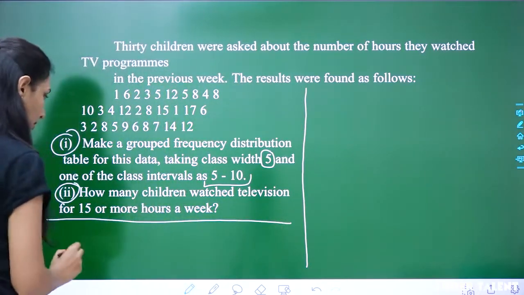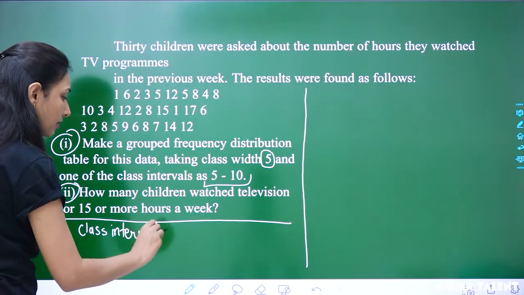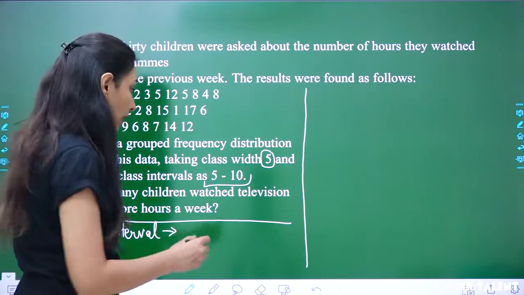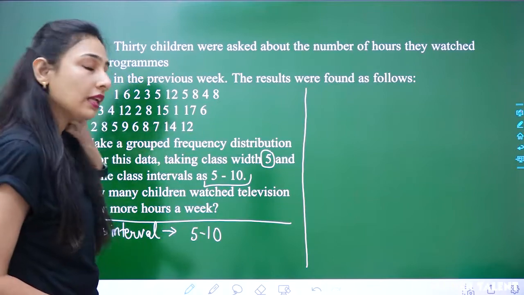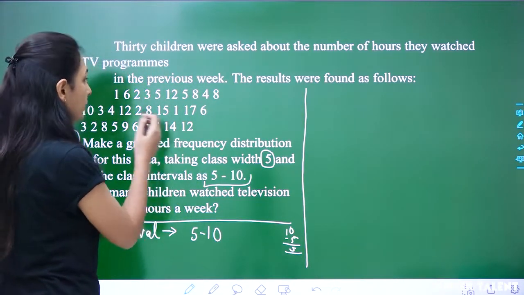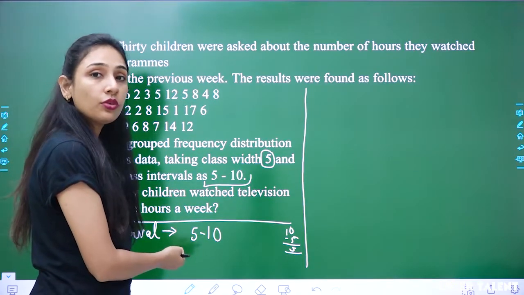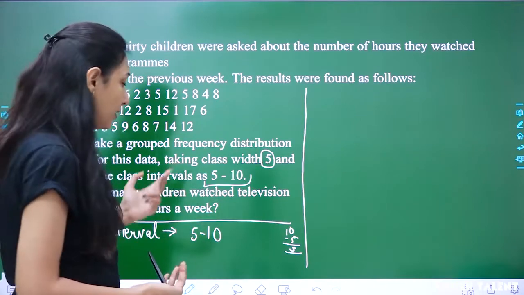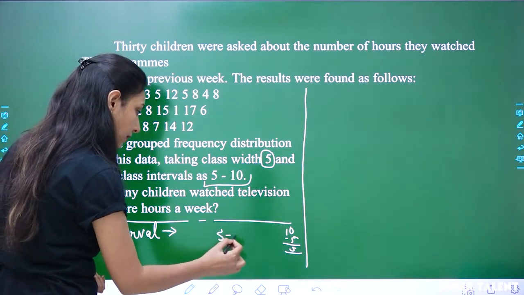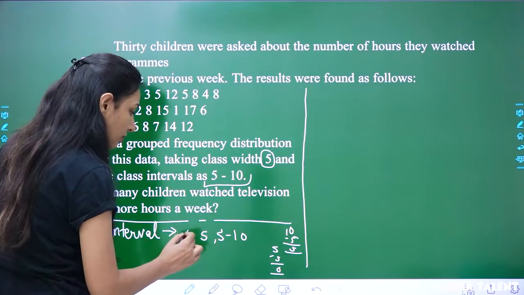Okay students, first we are going to have a table here, and first we'll be talking about the class interval. What is given to you? 5 to 10. Now 5 to 10 is one class interval, that means the difference is 5. In the data we have 1, 2, 3, 4 and so on, which are not in the interval of 5 to 10 or any interval after it. So we have to take one more interval before that. 5 minus 5 is 0, so that is going to be 0 to 5.